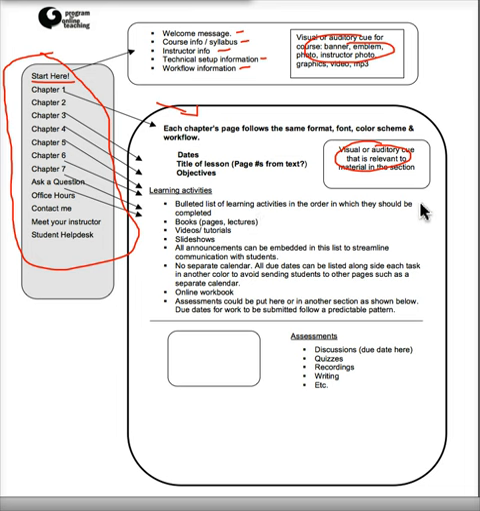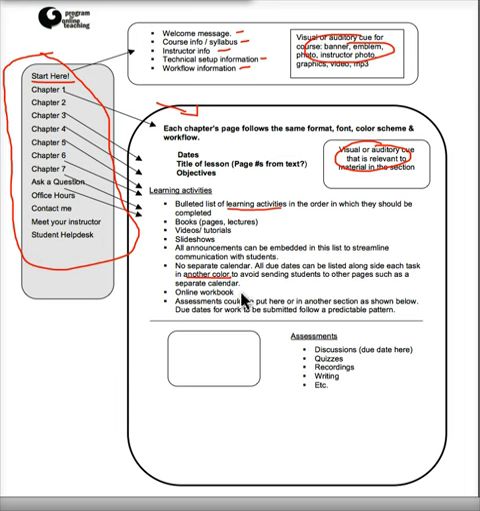So a list of learning activities and what they're supposed to do that week, and that can include readings, viewing videos or slideshows. Announcements can be part of this list also, if you wanted to do it that way. And instead of having a separate calendar then, the due dates can be listed alongside each task, maybe in another color to make things a little easier.